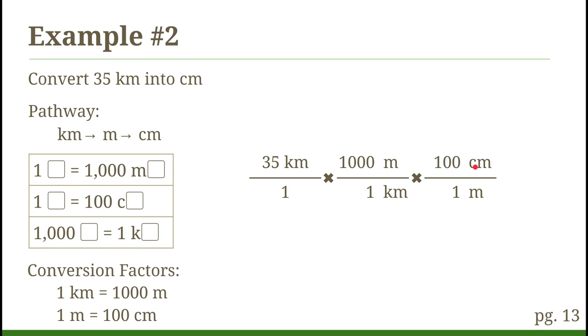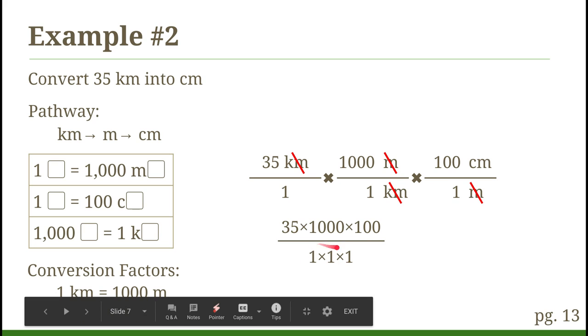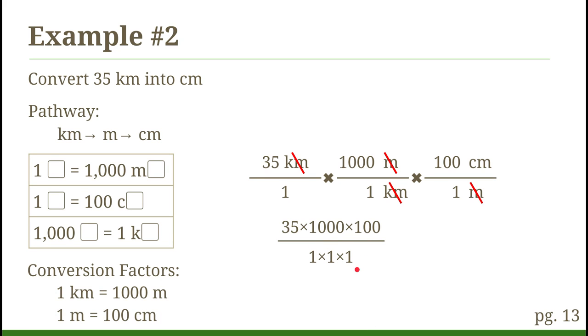We can put the numbers that match with these, cancel out the first units and the second units, which leaves just our goal units here. And then we can multiply all the numbers across the top, and all of the numbers across the bottom before dividing and getting 3,500,000 centimeters.